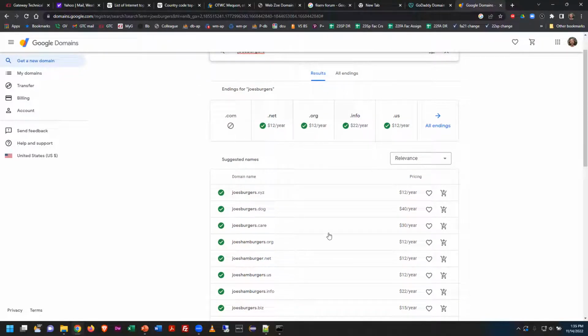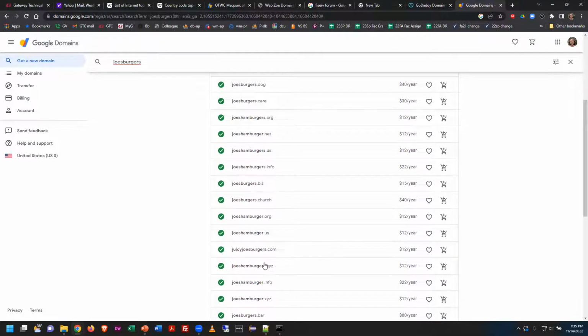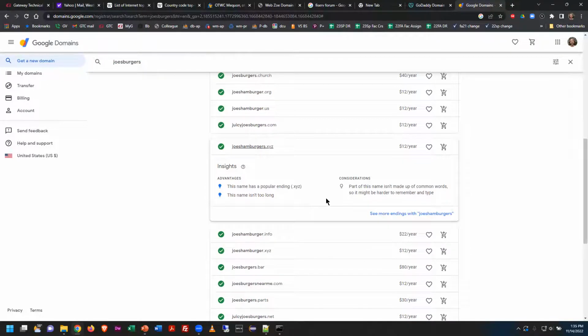So let's say you picked, what's a good one here? Like Joe's Hamburgers right here, XYZ, whatever. When you buy the name, Google includes some things for free that other companies try to charge you for. One of them is privacy, and the other one is what we call an SSL certificate. An SSL certificate on a website is the thing that gives you this lock on the website.